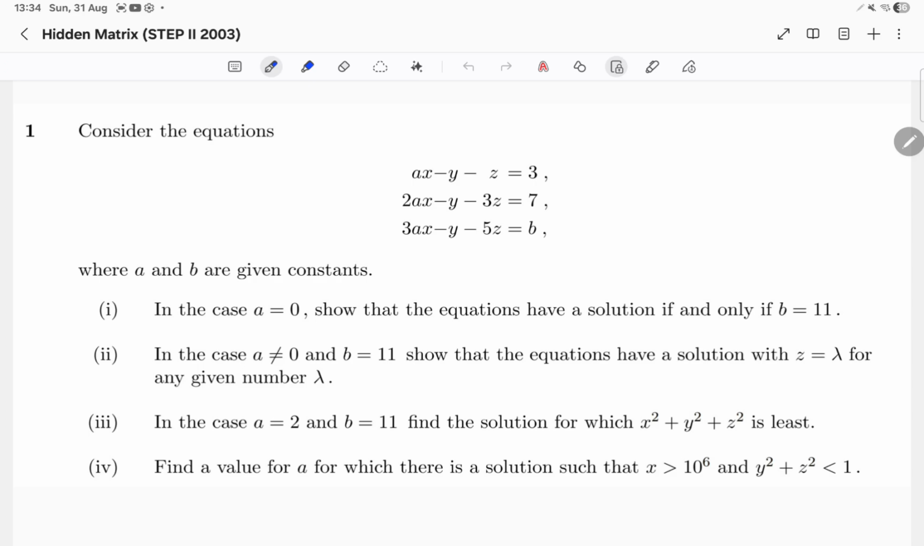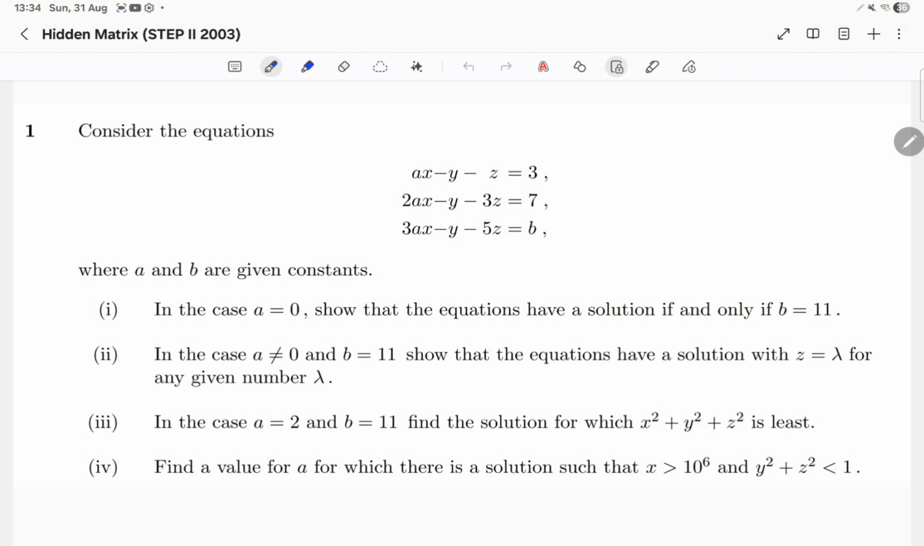Consider the equations ax + y + z = 3, 2ax + y + 3z = 7, and 3ax + y + 5z = b, where a and b are given constants. Part 1.